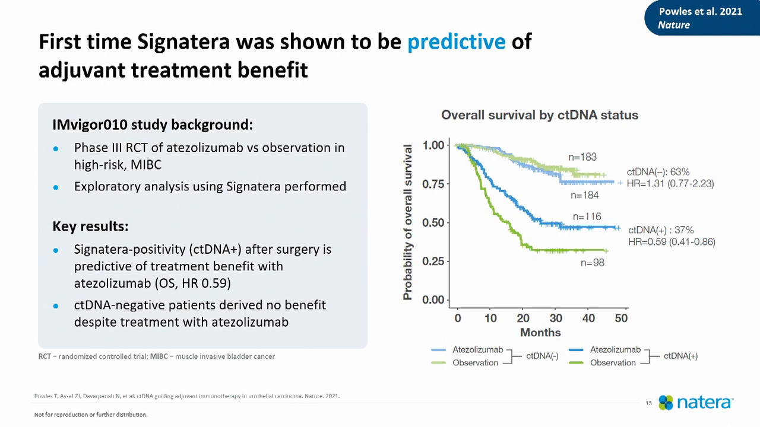And in this study done with actually Genentech called the IMvigor010 study, this study looked at patients with bladder cancer, randomized 1-to-1 between atezo and observation. The study in all comers was negative. It was a surprise. But when we looked at patients who are ctDNA positive post-cystectomy in the study, shown on this KM plot at the bottom, what we're able to show in these 37% of patients, adjuvant atezolizumab markedly improved outcomes. The risk of death was reduced by over 40%, and the median overall survival was almost doubled.